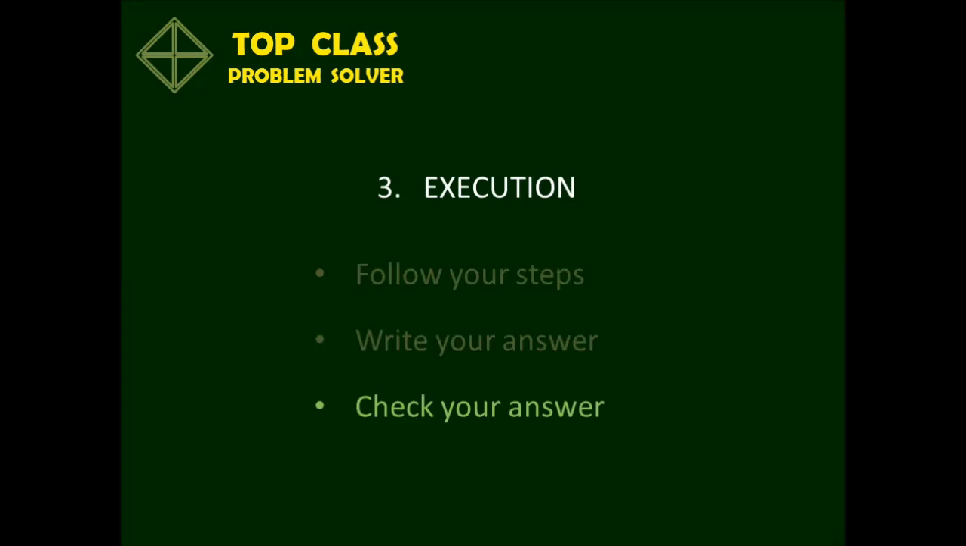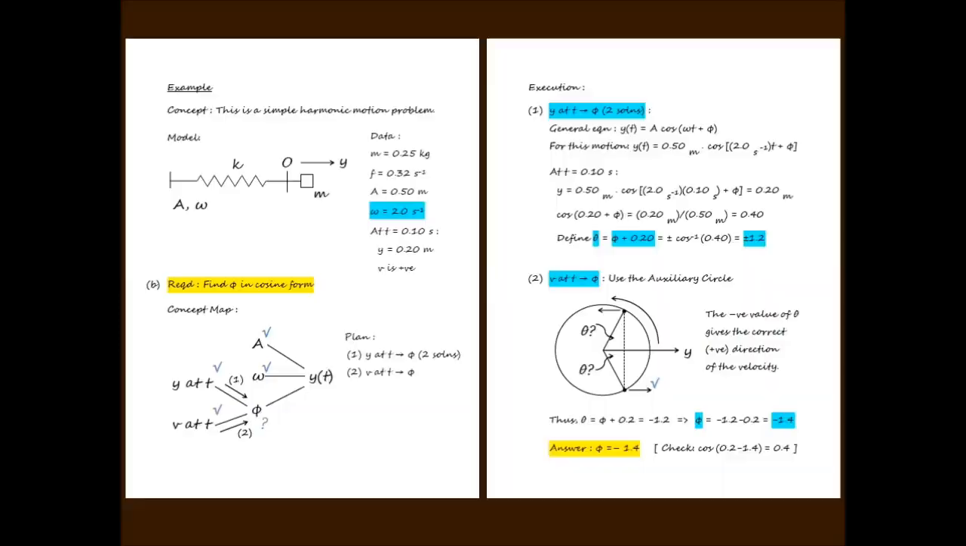The third step of the execution is to check your answer. When you check your answer, make sure that you state clearly what is required, that you give the appropriate unit, and that the magnitude of your answer is reasonable. So the first thing that we verify is that what we have found is indeed what was required. The second thing we check is the unit, which, as we said before, is in radian.